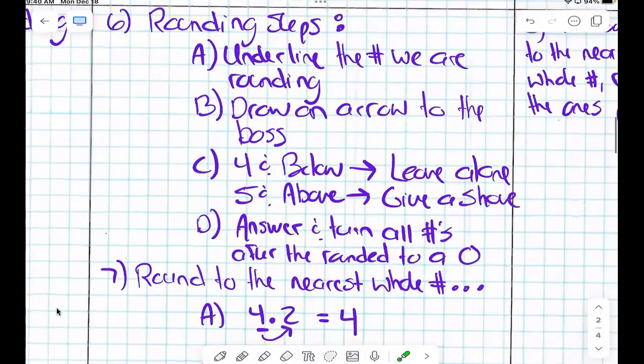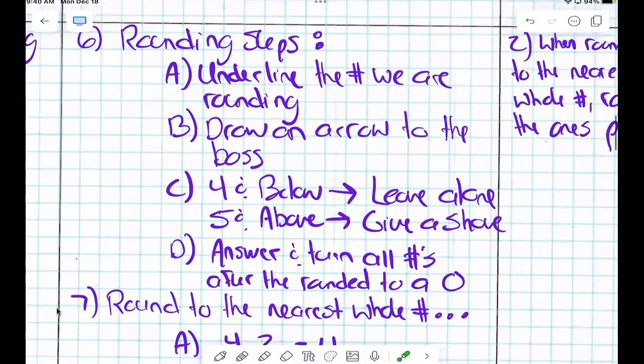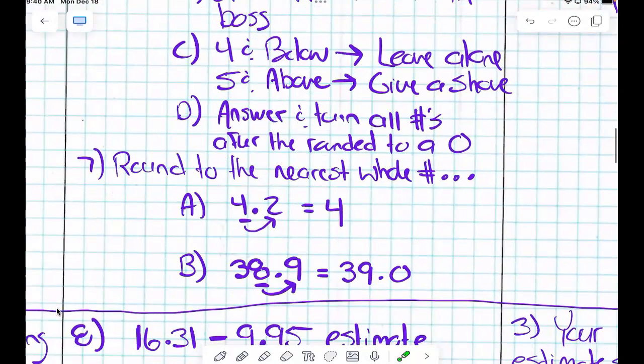All right, rounding steps. We cool with rounding steps? I'm not even going to go through them because we've been doing them all year, right? If I ask you to round to the nearest whole number, you are really rounding to what place value? If we round to the nearest whole number, you're always going to be rounding to the, everybody? Ones place.